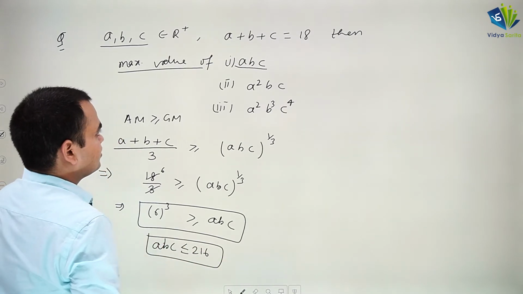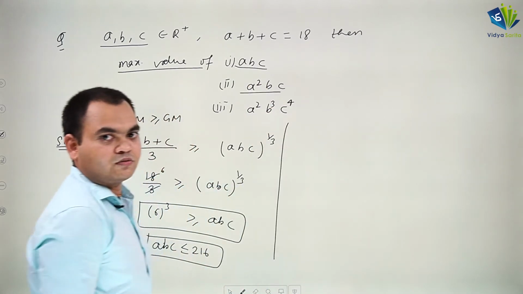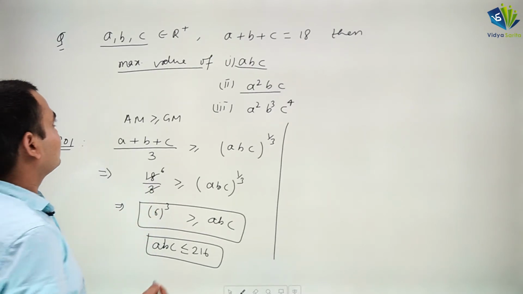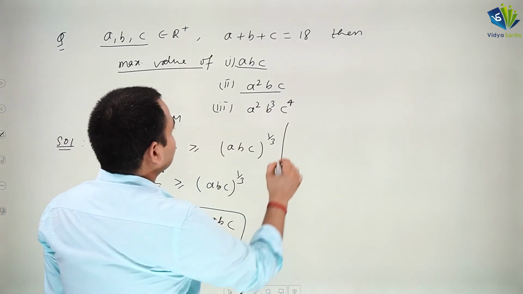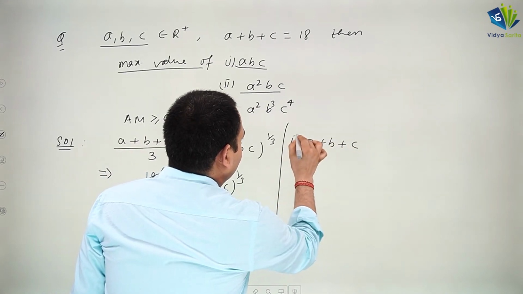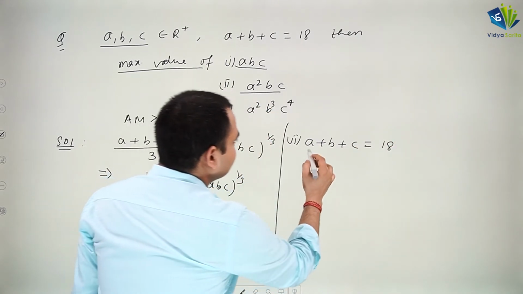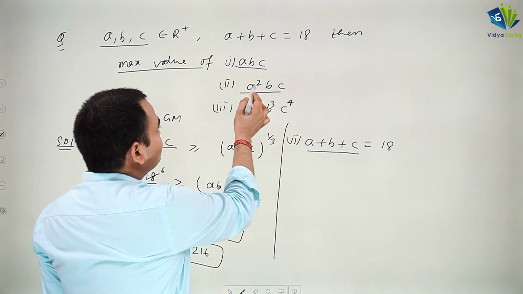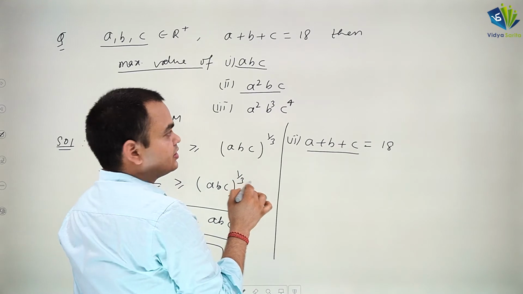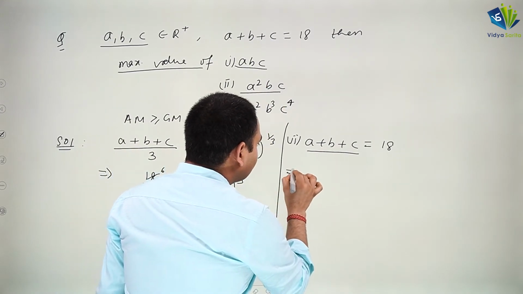Okay, now if you want to calculate the maximum value of a square bc, here we have to apply little intelligence. How do we calculate this? You are given a plus b plus c equal to 18. Now you have to split these things in such a way that after multiplying you are going to get a square, index of a as 2. So which part do we have to split?